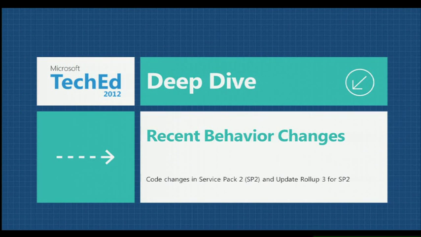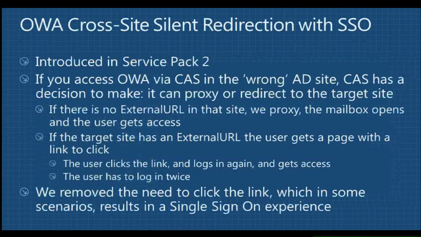So let's talk about some recent behavior changes. These are changes that we introduced very recently in Update Rollup 3, the latest update that we have for Exchange 2010 SP2. And because they are new behavior changes that impact high availability, I wanted to first start by mentioning them. So one of them is a new feature. I'm not going to go into too much detail because Jeff already covered it in his SP2 session, but it is an HA feature. It is a behavior change where when you have multiple sites and users who move between sites or users who roam around, we now have a better experience.